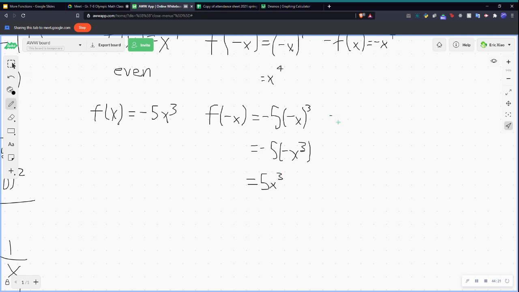Right? And finally, negative f of x. So this is just negative, and then we'll put the negative 5x cubed inside brackets. You can see that these two negatives cancel out to get you 5x cubed. So you can see that f of x is not equal to any of these, but f of negative x is equal to negative f of x. So that means that this function is odd.